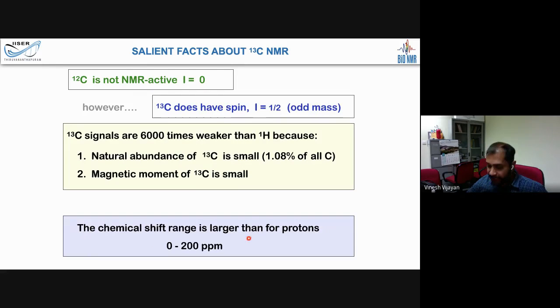So the chemical shift range is also different. It goes from 0 to 200 ppm, actually more than 200, 220 ppm and so on. It's possible. Ketones and so on come there. So 0 to 200 ppm.